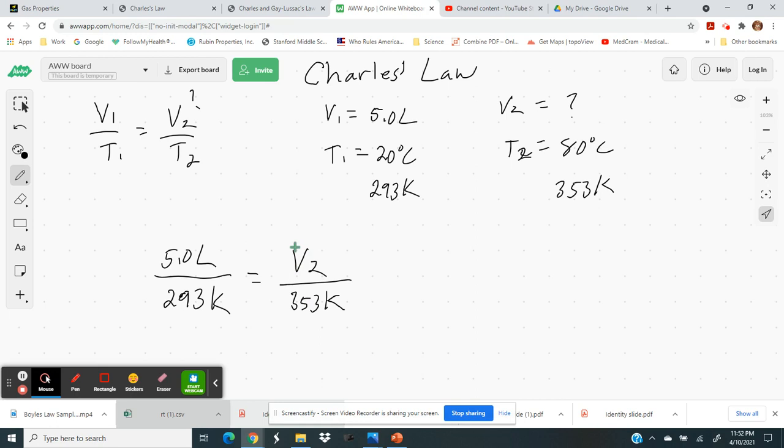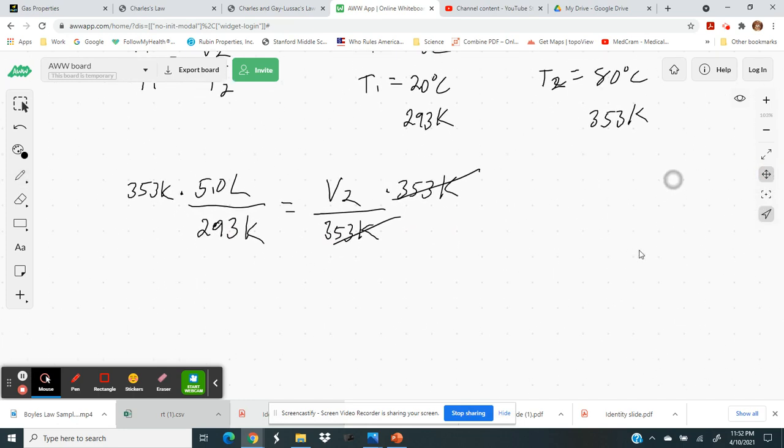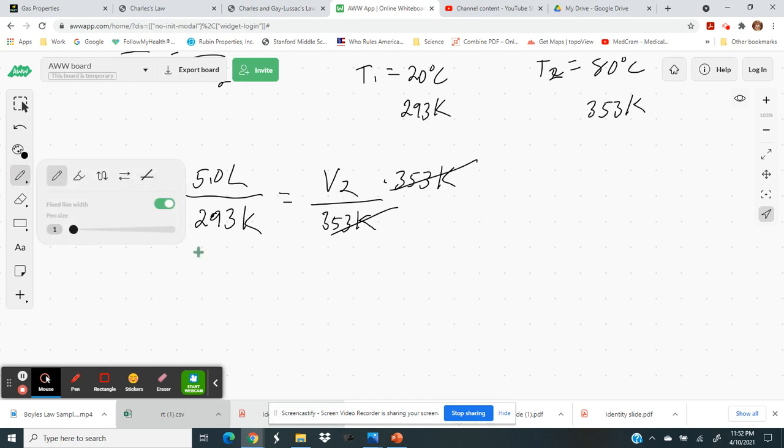So once again, in order to get V2 by itself, you have to get rid of anything else that's on the side with it. And since we're dividing by 353K, the way to get rid of it is to multiply by 353K. So we're going to multiply by 353K so that they cancel, leaving V2 by itself. And if we do that to the right side, we have to do that to the left side. So multiply by 353K to 5.0 liters over 293K. Let me go ahead and move this here real quick so we can do this problem a little better.